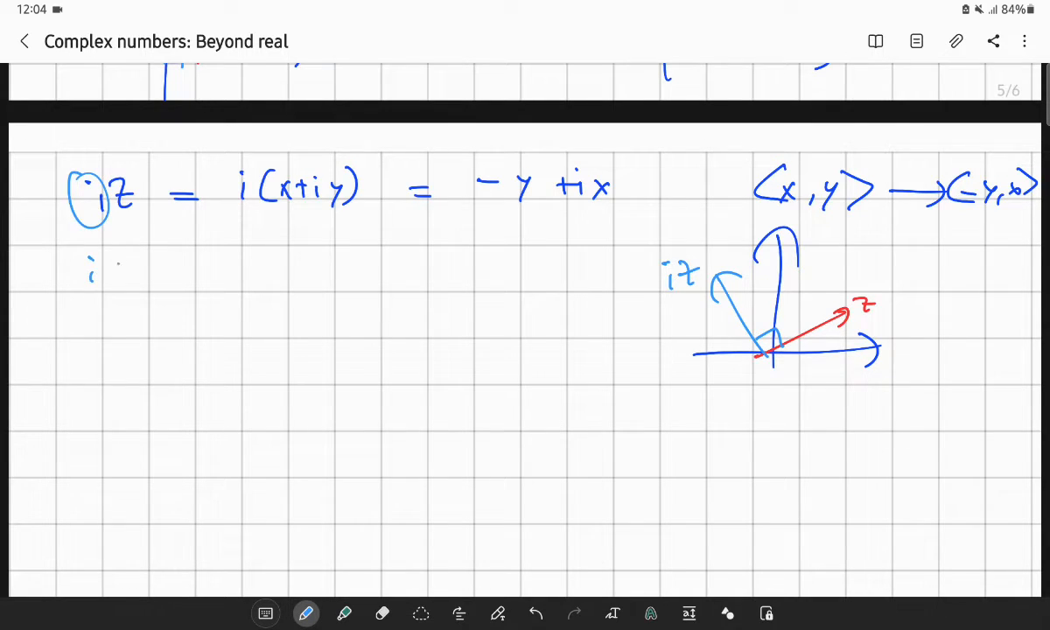Because i equals e raised to i pi over 2. How is that? Because cosine pi over 2 is 0 plus i sine pi over 2. Sine pi over 2 is 1. So this is 1, this is 0, this is 0 and this is i. So I'll have i, e raised to i pi over 2. Okay, so this is the interpretation of multiplication.